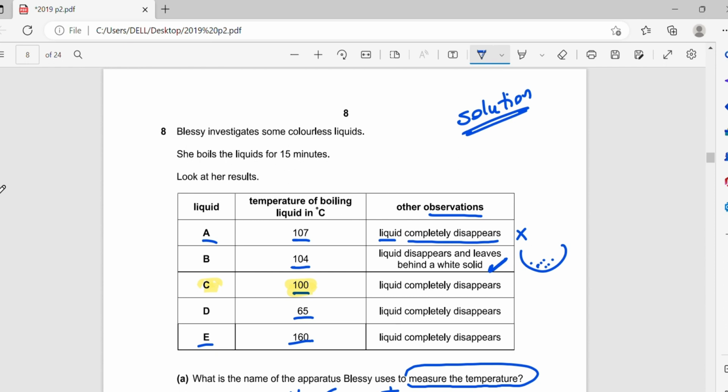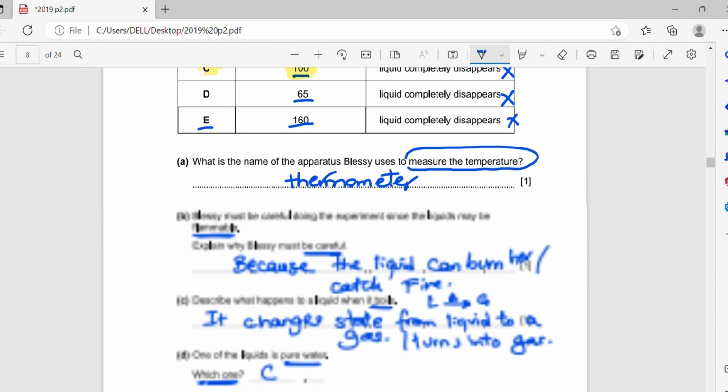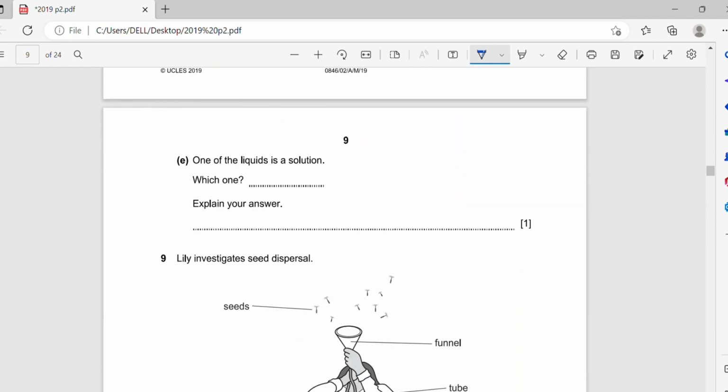طب نراجع باقي answers. C, liquid completely disappears. يبقى لأ. هنا disappear لأ. يبقى right answer A. إن عندي هنا the liquid disappears and leaves behind a white solid. معنى كده إن إحنا بدأنا بسولوشن. لو عندي كان مثلا كان salt and water وعملنا heating up و boiling يبقى حصل evaporation للwater. What's left behind is the white solid. يبقى the answer here is B.